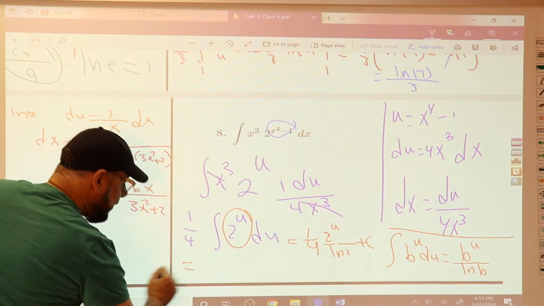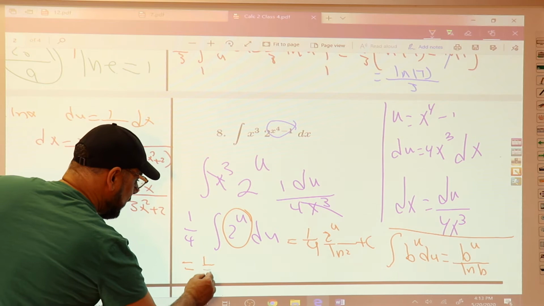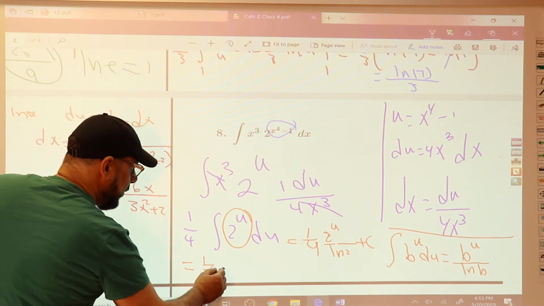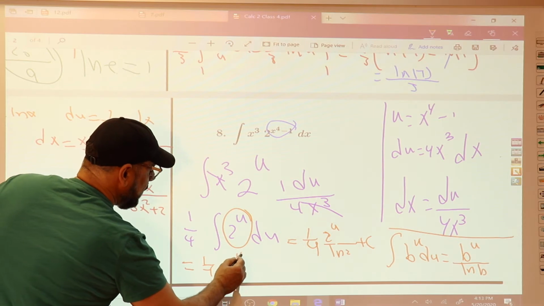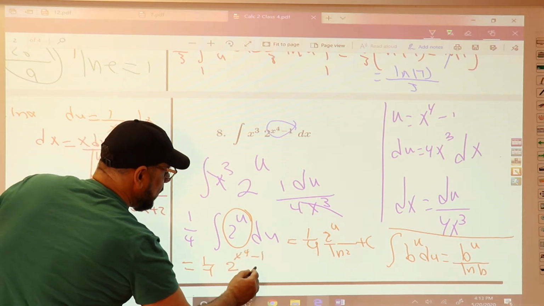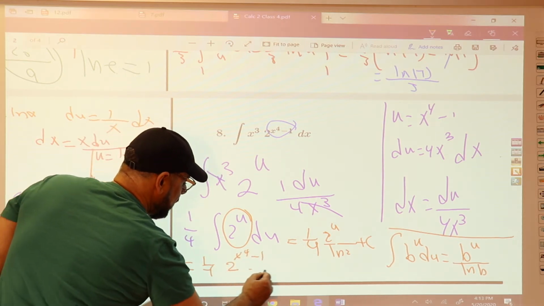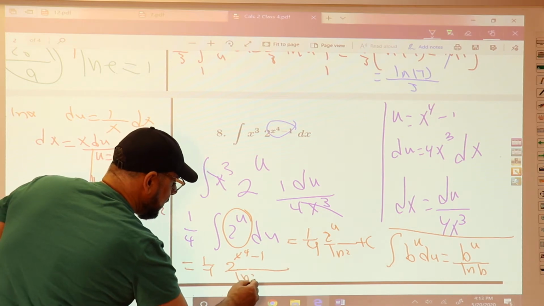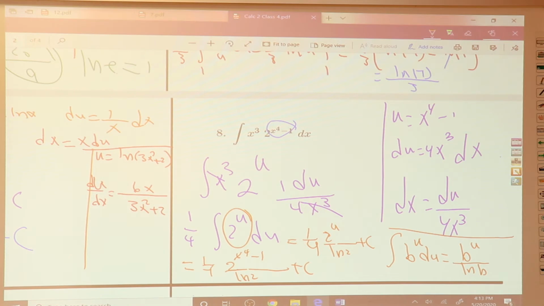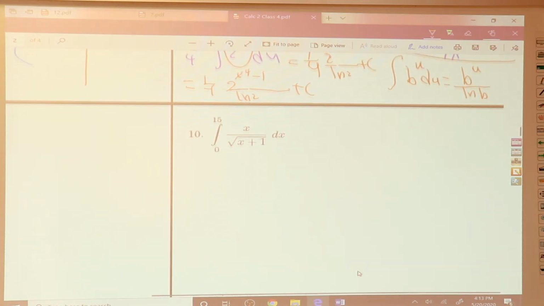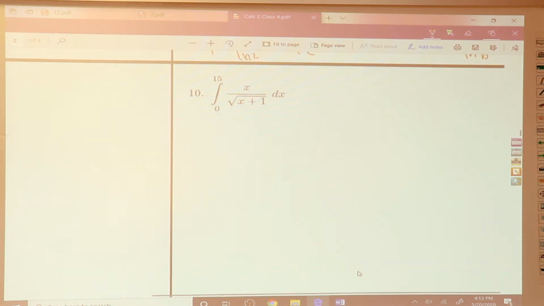Last step, which is 1/4 times 2 to the x to the 4 minus 1 over ln 2 plus c. Okay, this is number 8. Number 9, 10. Then I'm going to book it.